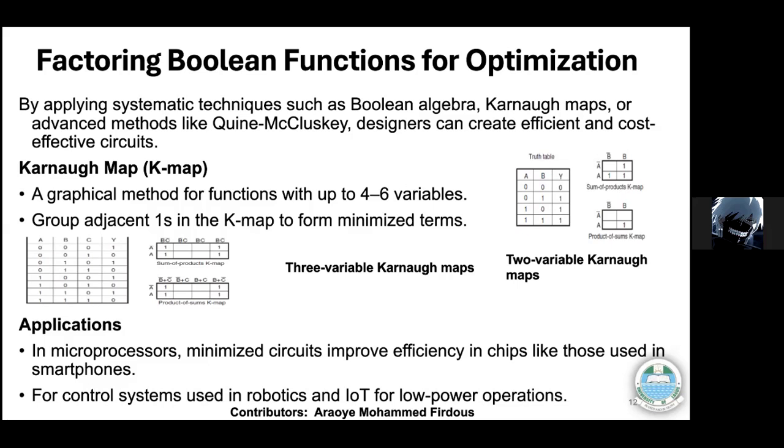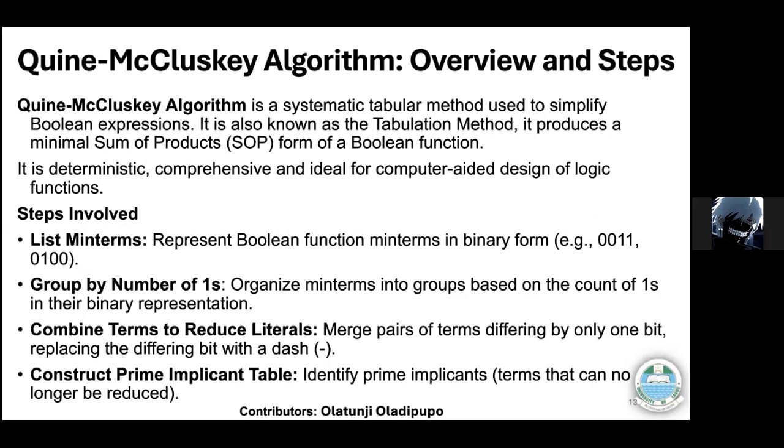So applications of factoring Boolean functions, like what are the benefits? Where can you apply this? In microprocessors, they have minimized circuits that improve efficiency in chips, like those used in smartphones, for example, or in control systems using robotics and Internet of Things for low power operations. So I'll be passing on to Tunji and Jeremiah to talk more about the Quine-McCluskey.